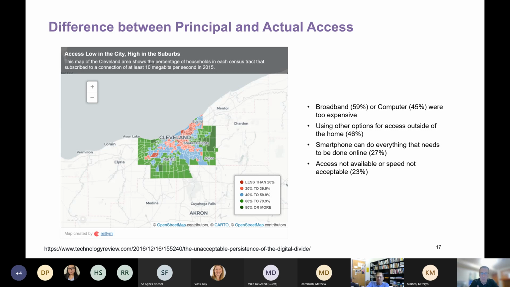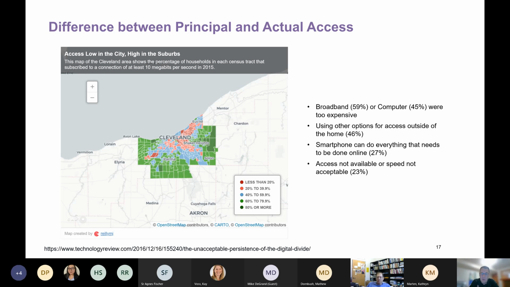In some cases, people use options outside of the home. Maybe they go to the library, or they can access it at work or at school, some other place. For some others, it's the smartphone. So I don't have a PC or laptop with broadband access, but most of what I need to do online, I can do on my smartphone. So I don't need that access.